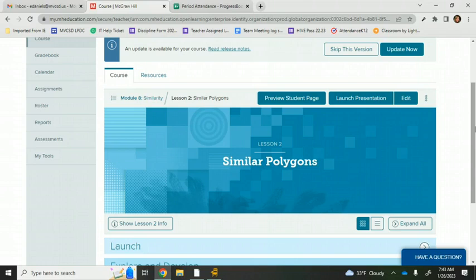And what that will entail. So this is 8.2, similar polygons. We'll get this started.